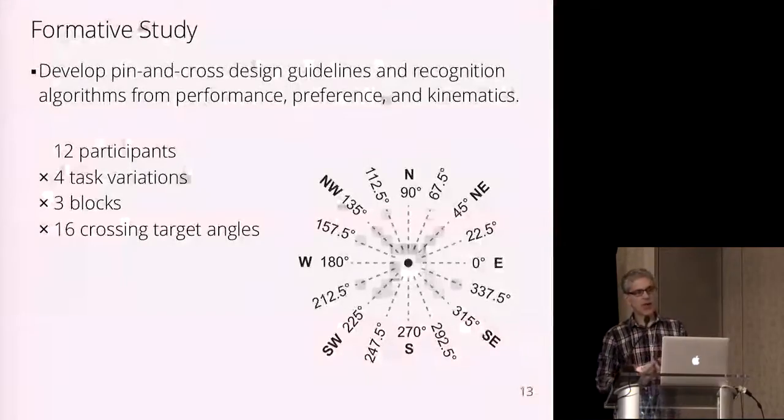So before we actually designed these techniques, we ran a formative study to understand what kinds of crossing actions or what kinds of targets are most comfortable to use, and to also gather some kinematics and preferences for these same kind of targets. So we can use the kinematics to design some recognition heuristics, and performance and preference to decide good targets. So we tested 16 different targets arrayed around the pin target.